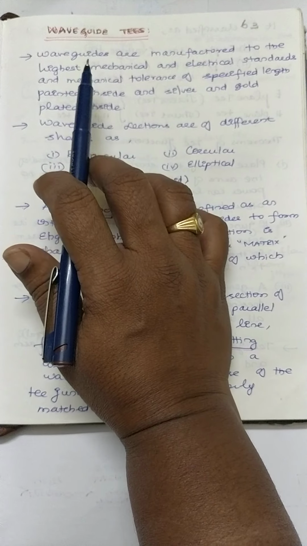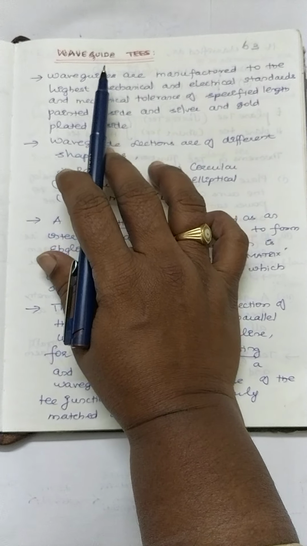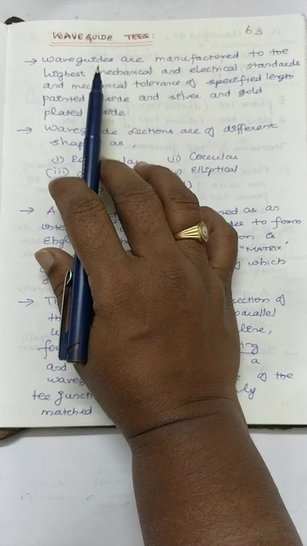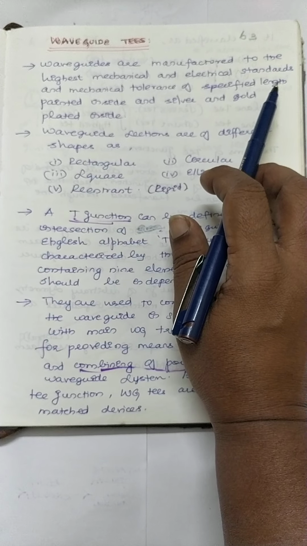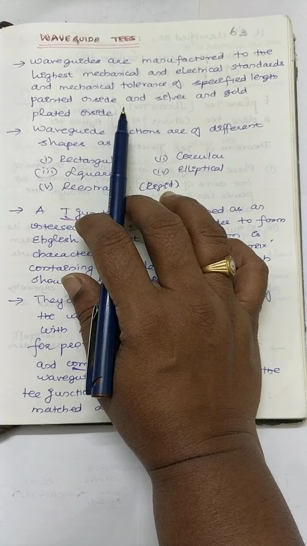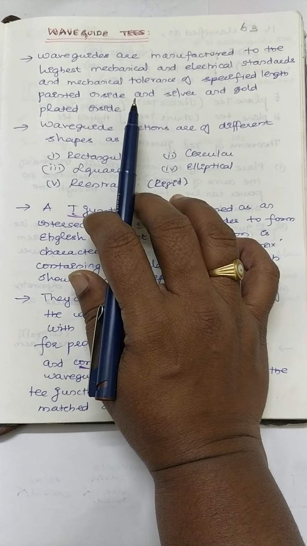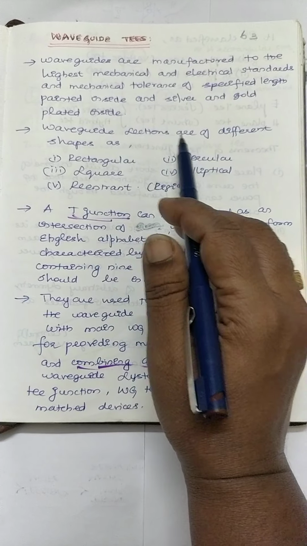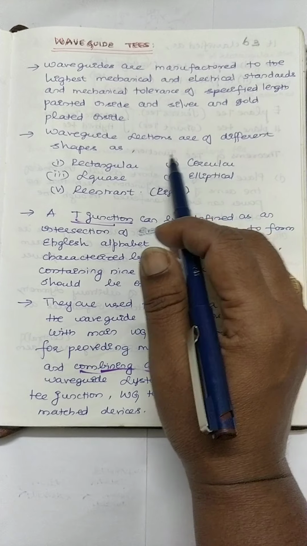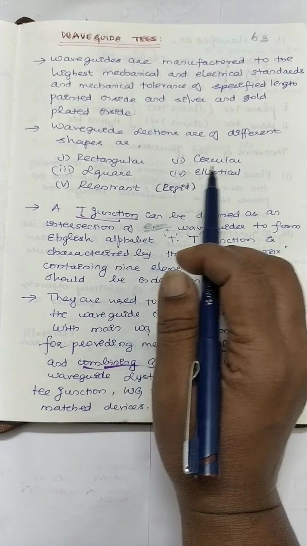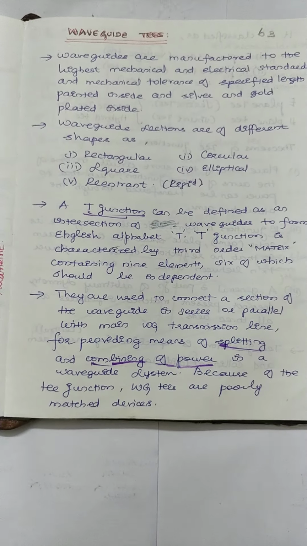Today's session, we will learn the concept behind waveguide tees. As we know, the waveguide tees are manufactured to the highest mechanical and electrical standards. They are coated inside with either silver or gold for the purpose of resistivity. However, the waveguide sections can take up various shapes like rectangular, circular, square, elliptical, reentrant or ridge type.